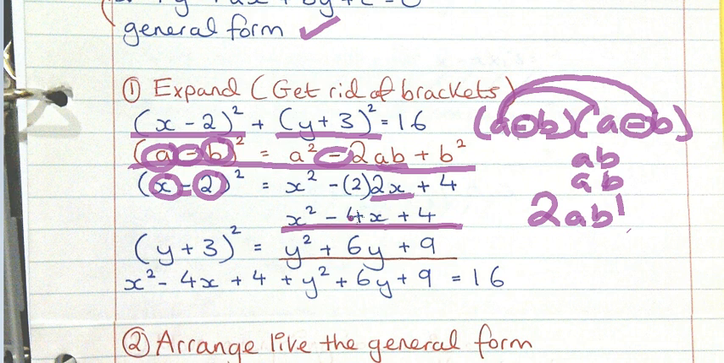This, the negative 4x, is how the 2x times 2 times negative ends up looking like. Okay? So now we need to move on and do the same thing to this set of brackets.